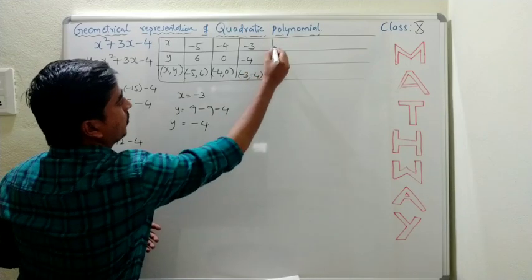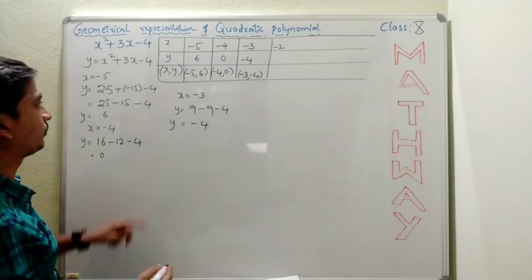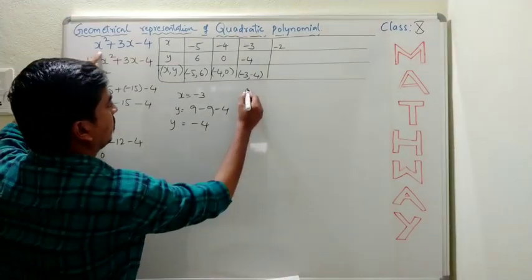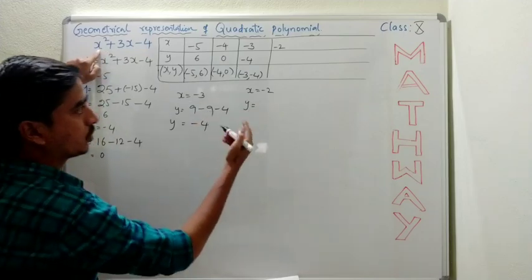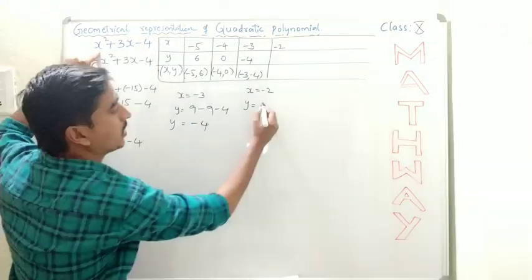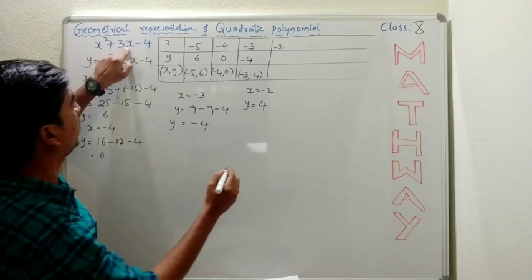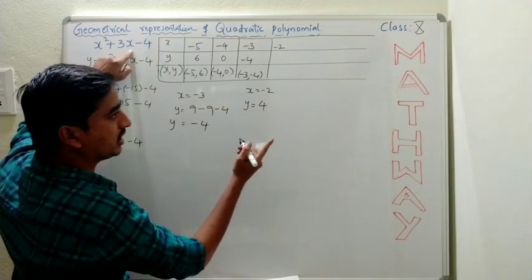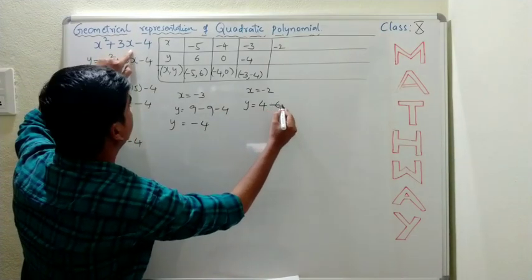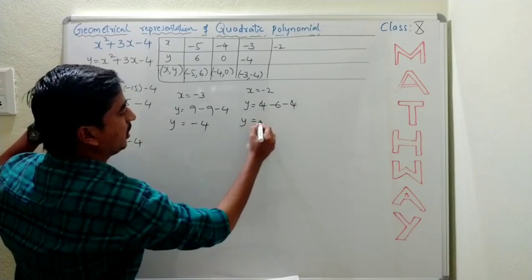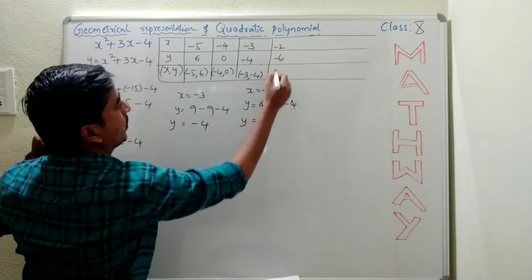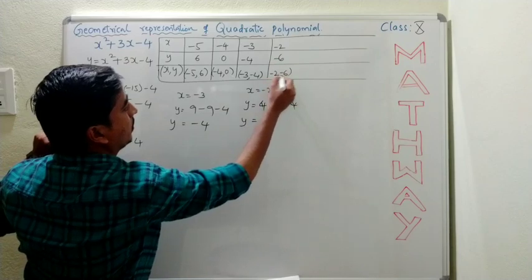In the same way, substitute x value as minus 2. Then when x equals minus 2, y is x square, so minus 2 square. Minus 2 square is 4. 3 into minus 2, 3 2 is 6. Minus 6 minus 4. This 4 will get cancelled. Then y equals minus 6. This is minus 2 comma minus 6.